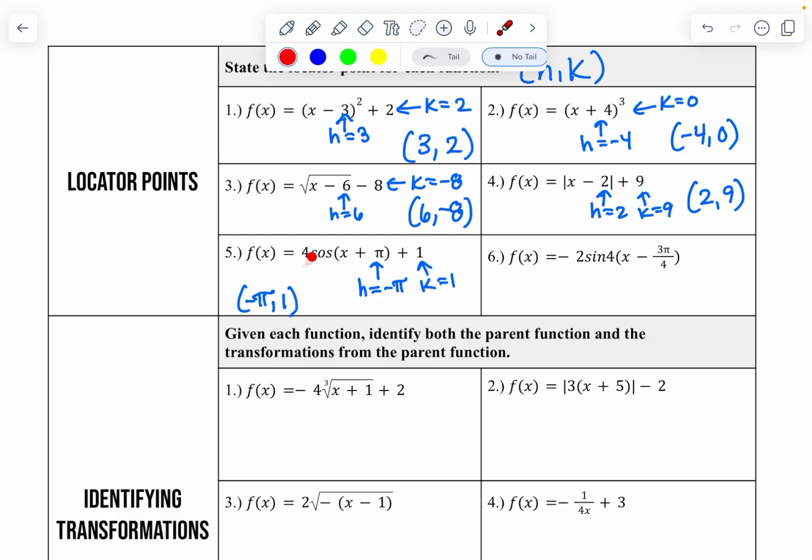And this 4 out front would be an a value, so it would stretch this graph vertically. Number 6, so h value would be positive 3 pi over 4, and since there's nothing out here, k would be 0. So our locator point, which we will see later what that means for these graphs, would be 3 pi over 4, comma 0. This negative 2 here would be the a value, so the negative would have reflected vertically, so across the x-axis. It would also be stretched because of the 2. This 4 would be the b value, so we take the reciprocal of that, we get 1/4, so it's going to compress it in the left to right sense.